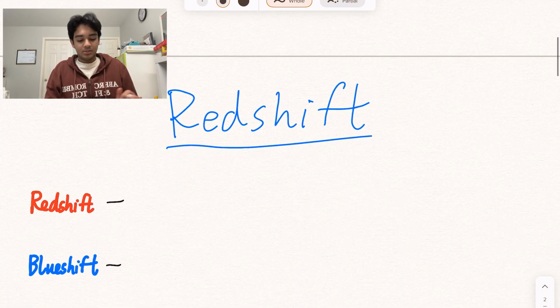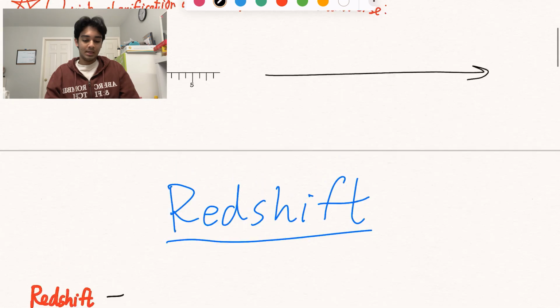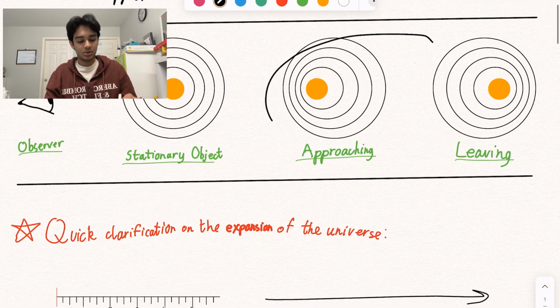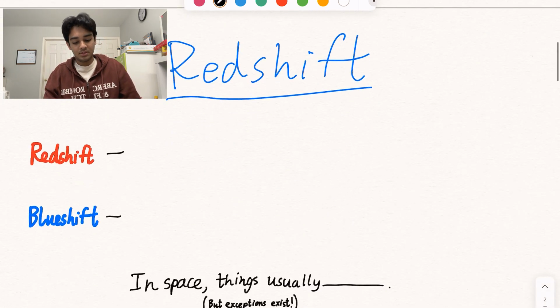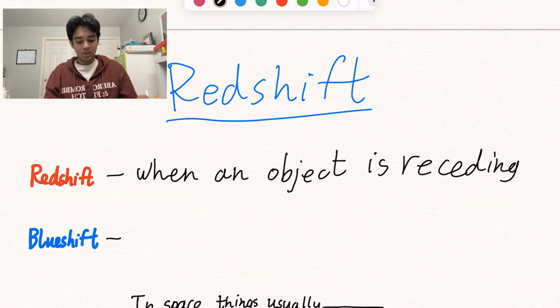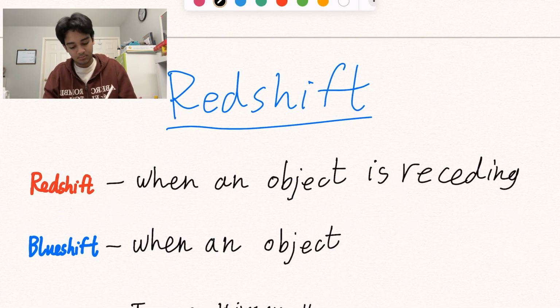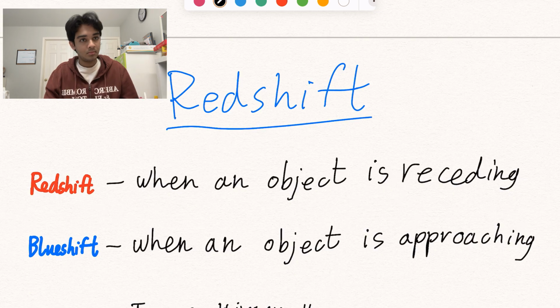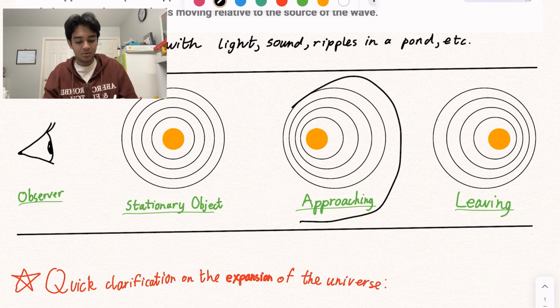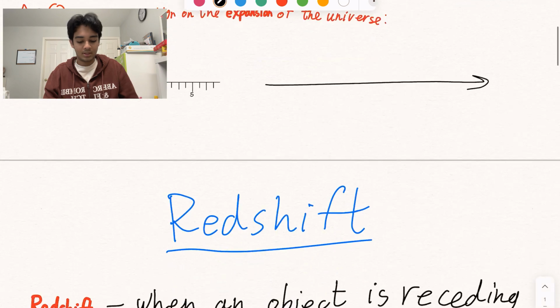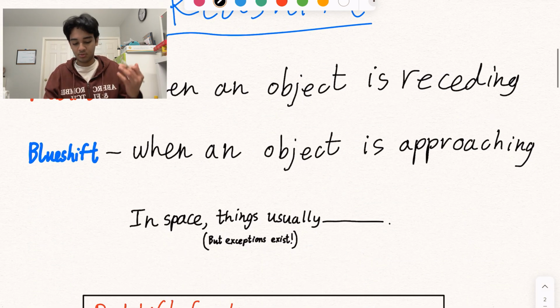Now let's move on to redshift. Redshift and blueshift is basically the concept that we were talking about here. Redshift is when an object is receding, so that means going away from us, it's leaving. And blueshift is when an object is approaching. So that's going to be blueshift. So the wavelengths can be blueshifted or redshifted depending on which direction they go.